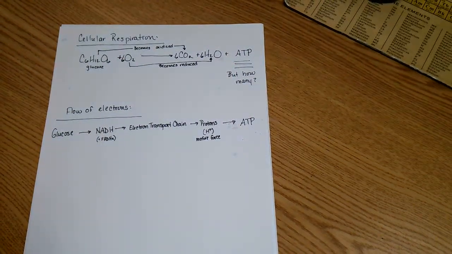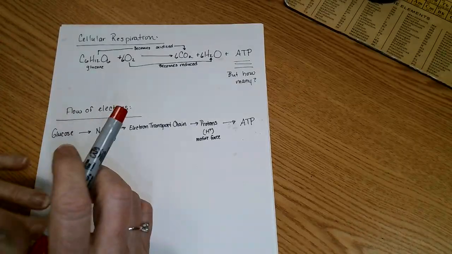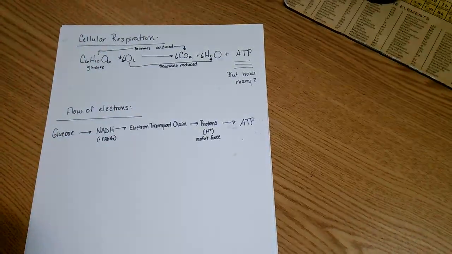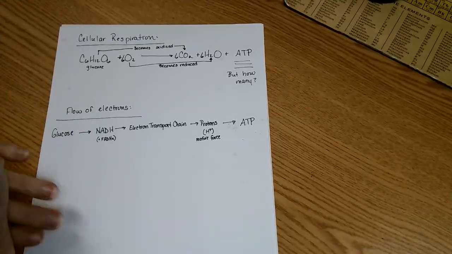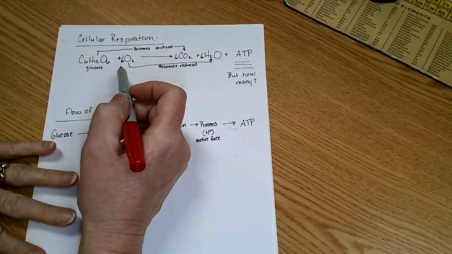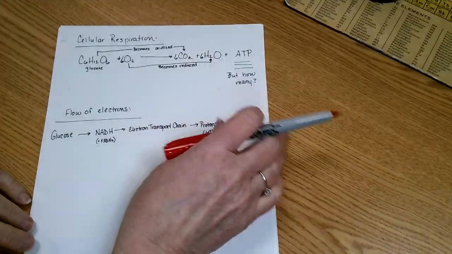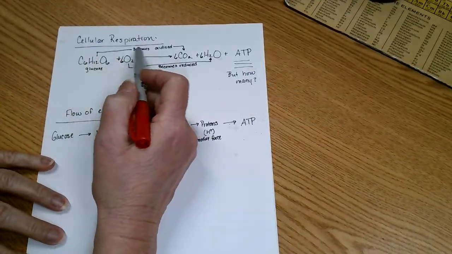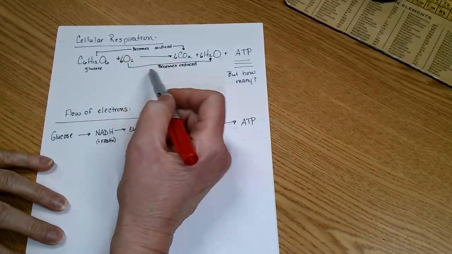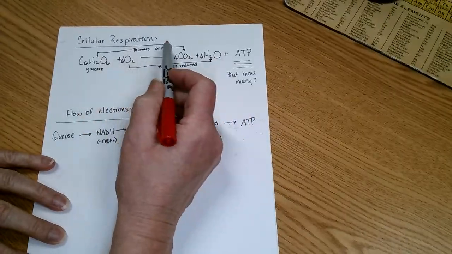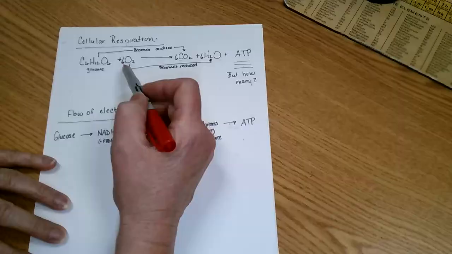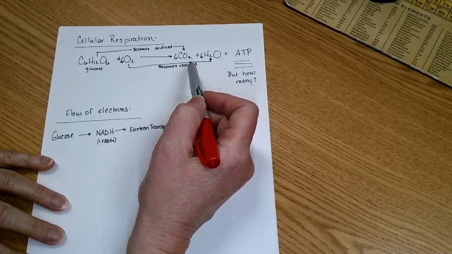And I'm back to the beginning of respiration again. Cellular respiration. I got a red pen this time. Why? We're going to really put some red marks on this. Cellular respiration is an oxidation process because glucose is becoming oxidized and oxygen is becoming reduced. It's a redox reaction.